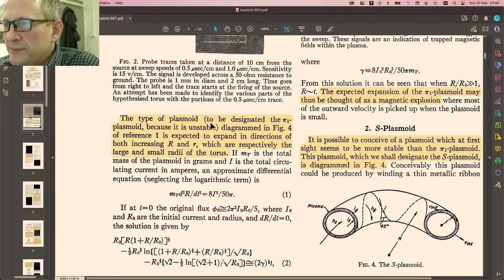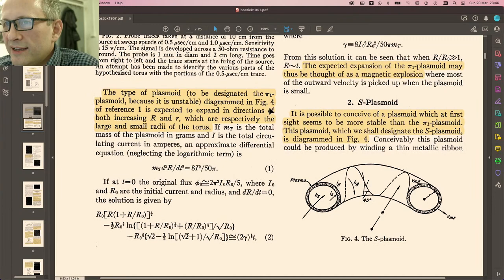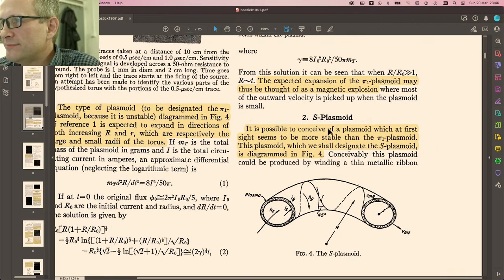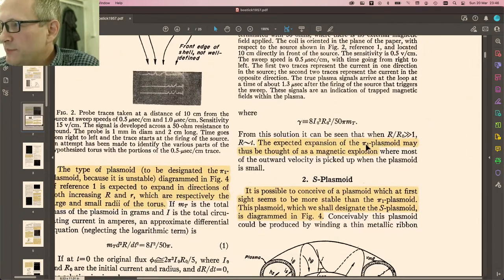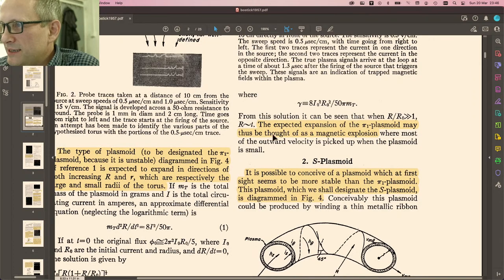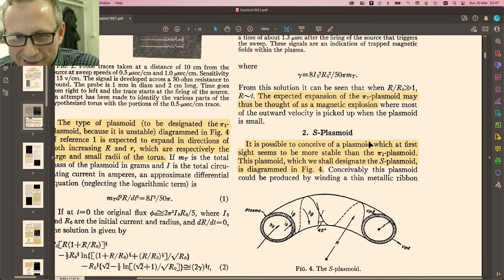So the type of plasmoid to be designated the pi 1 plasmoid, because it is unstable, diagrammed in figure 4 here of reference 1, is expected to expand in directions of both increasing r. So this is the r from the center to the center of this, and little r from the center of the toroid to the outermost part of the double layer, which are respectively large and small radii of the torus. The expected expansion of the pi 1 plasmoid may thus be thought of as a magnetic explosion. A magnetic explosion.